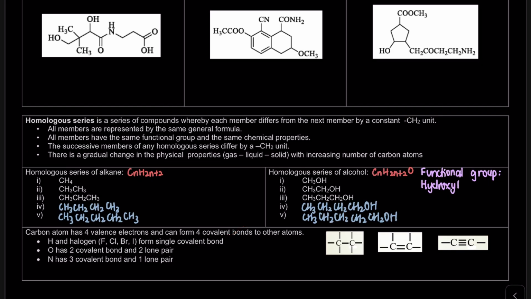Okay, why specifically carbon? Because organic chemistry, again, is a study about organic compounds containing carbon and hydrogen. So mostly we're going to focus on the carbon itself. Here I mentioned that a carbon atom has 4 valence electrons and can form 4 covalent bonds to other atoms. Again, for the case of 4 covalent bonds, it could be single bond, double bond, or triple bond. So let us label the bond itself.